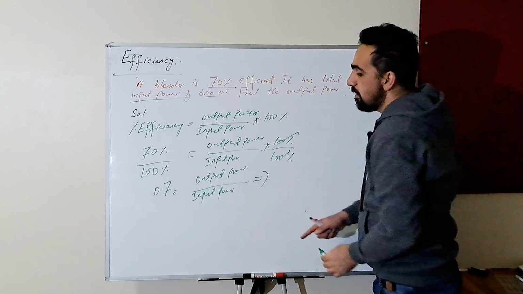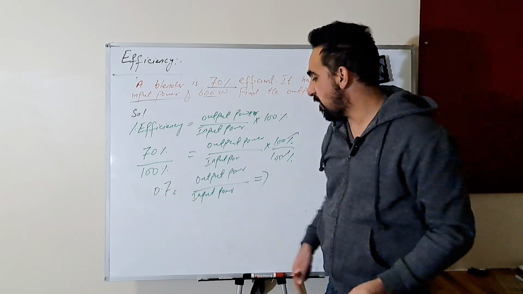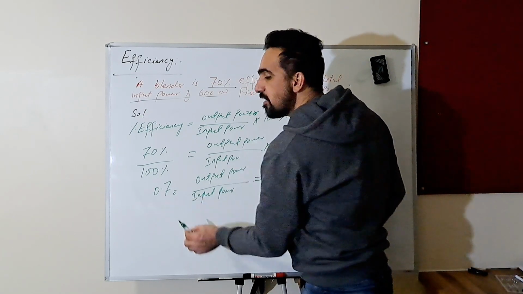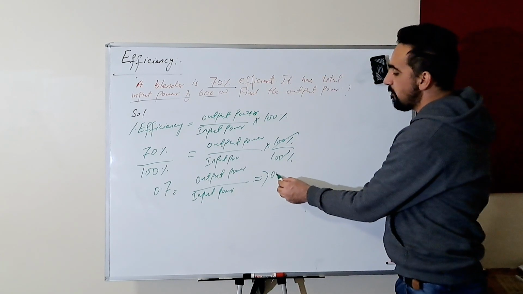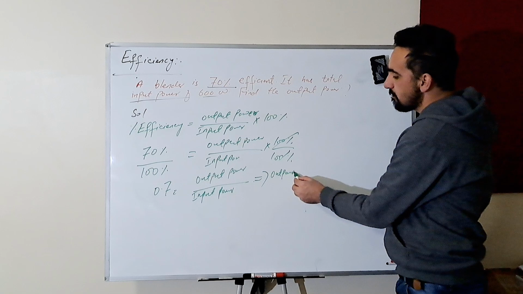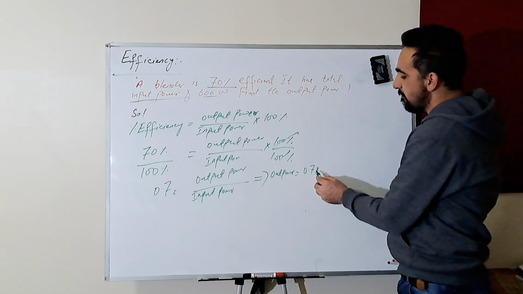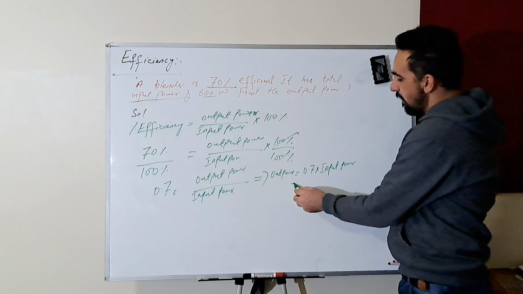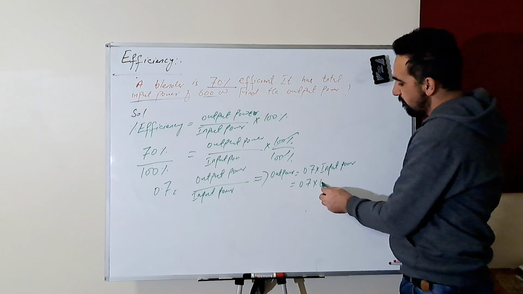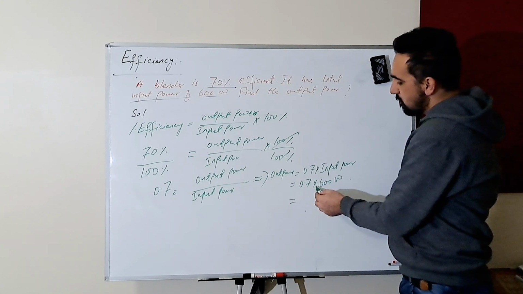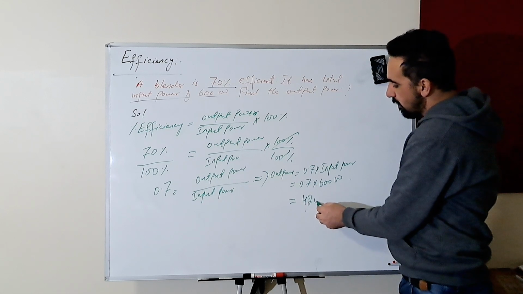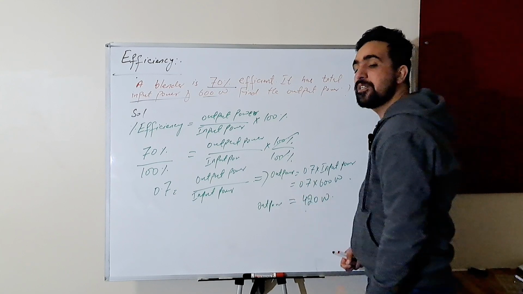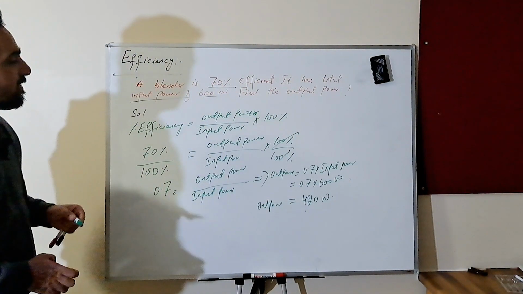So if I multiply both sides by input power, or I'm saying input power is dividing here, so when it goes to this side it will be multiplied, so output power will become equal to 0.7 multiplied by input power, and 0.7 multiplied by input power, which is 600 watts, will become equal to 420 watts. So output power is 420 watts. So that's how we can solve this example.